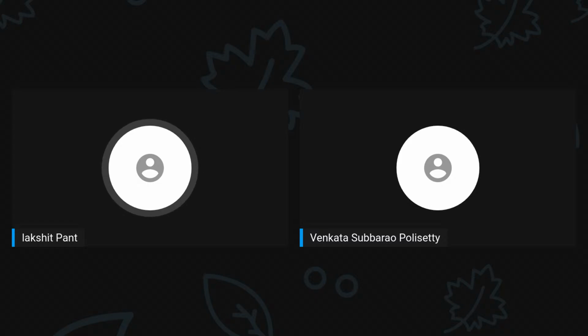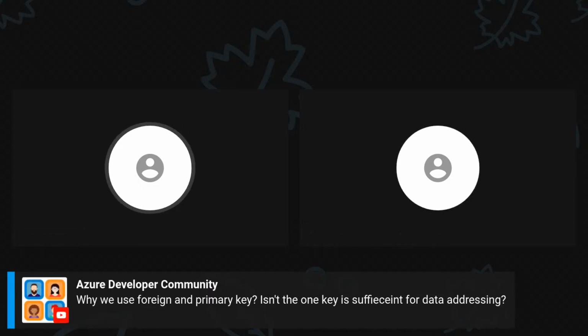Yes. It is about the foreign key and primary key. Okay, I'm posting it on the screen. So the first question goes like this. You should use both the foreign key and primary key. No, one key is not sufficient. Primary key means within the table. Foreign key means to refer from one table to another table, and you have to use the foreign key for that. I hope I have answered the question.